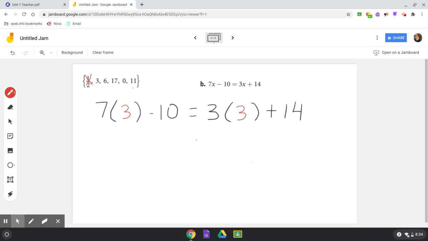7 times 3 is 21. 3 times 3 is 9. 21 minus 10 would give you 11. 9 plus 14 would give you 23. That's a no solution. 3 is not a solution.